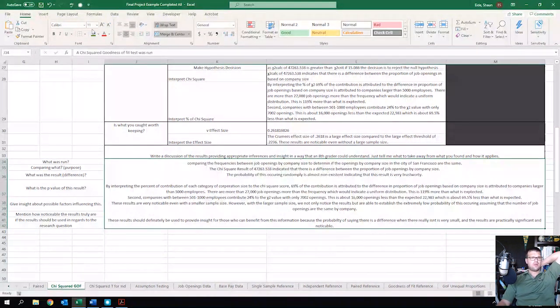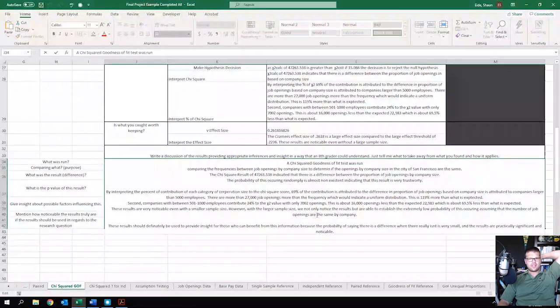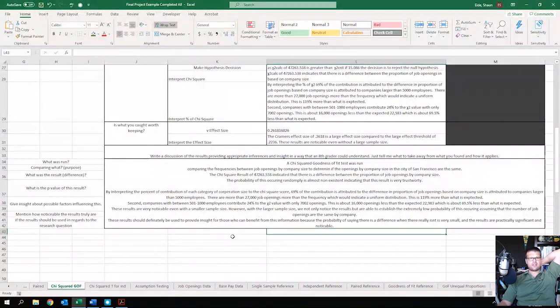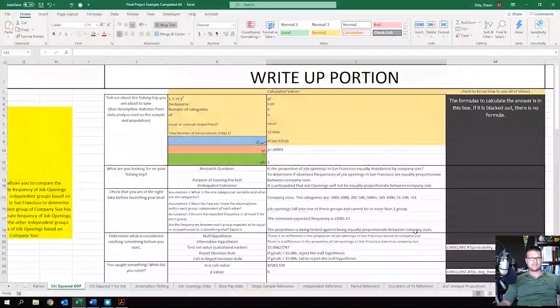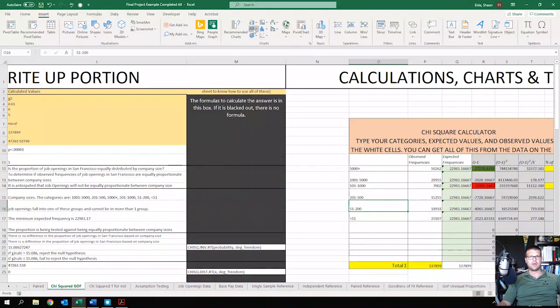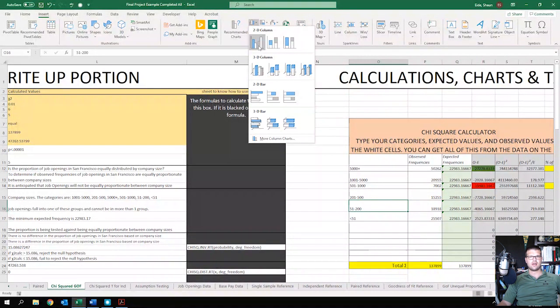I'd suggest you just follow along with exactly what it says on the left-hand side and answer each one of those questions one after the other, and you'll be set to go. And that's pretty much it. Oh, there is one more thing that I want you to do. I want you to go to insert, and we're going to insert these.